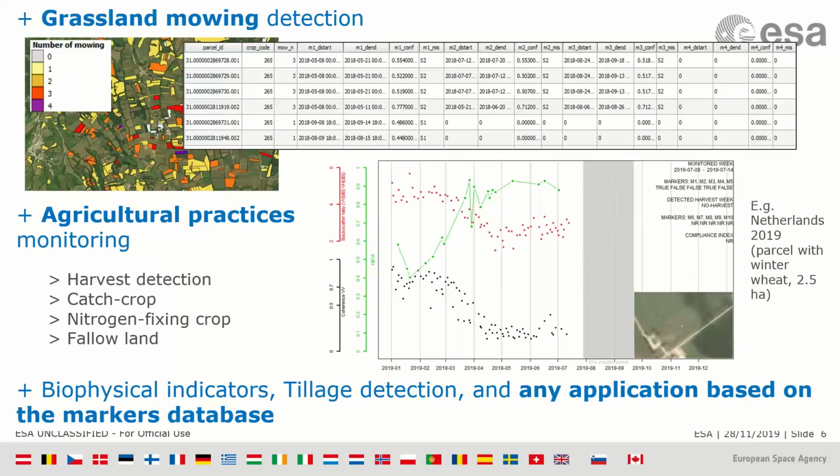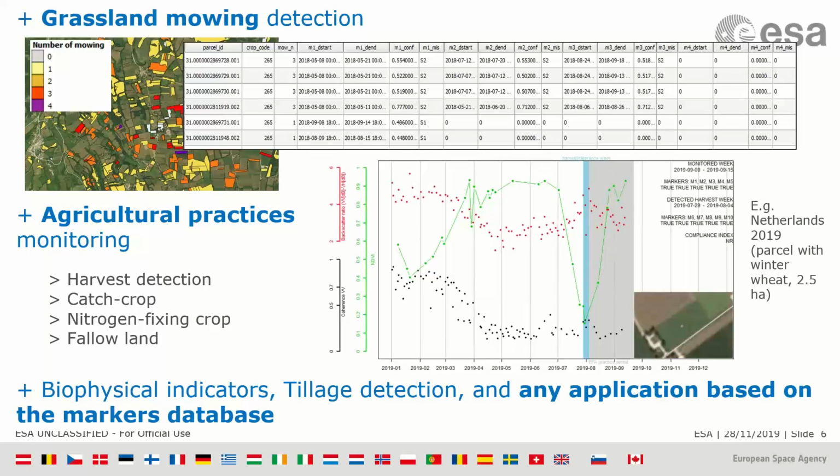So in the European regulation, if you declare permanent grasslands, you are not allowed to mow your grassland when you want. There are some mandatory periods, and this is what we monitor: if we detect mowings within this period and not before and not after. And so the output of this product is that for each parcel, you get the number of mowings that have been detected, a confidence level, and also the date.